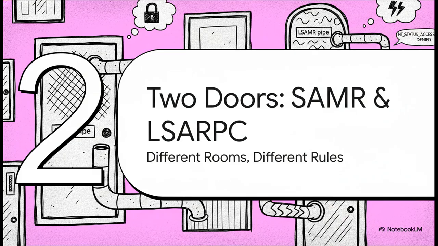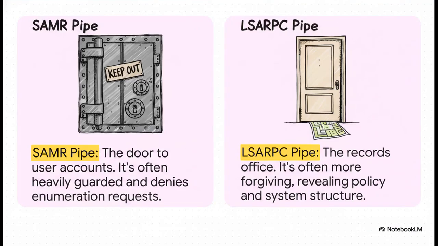Okay, let's go back to our building analogy. If RPC is the building, you can think of the named pipes as different hallways. And for what we're doing, there are 2 really important doors at the end of these hallways, the one for the samr pipe and the one for the lsarpc pipe. Now, these 2 doors lead to very different places. samr, that's the high-security human resources department, where all the user account files are kept. It's almost always locked down tight.